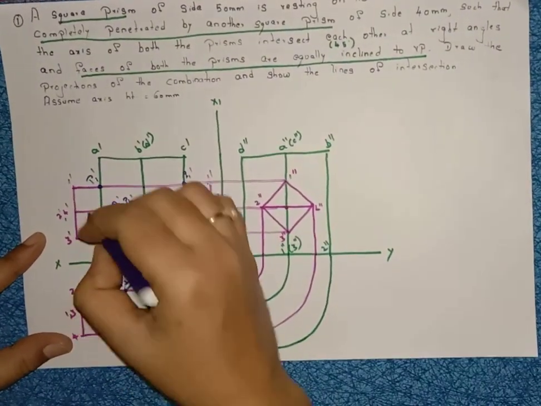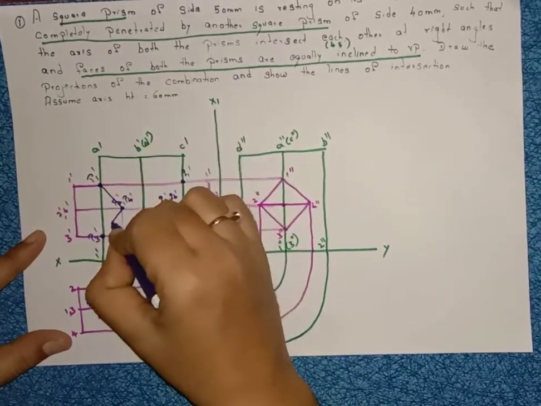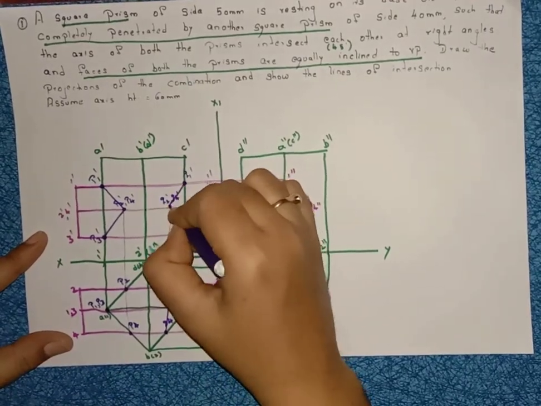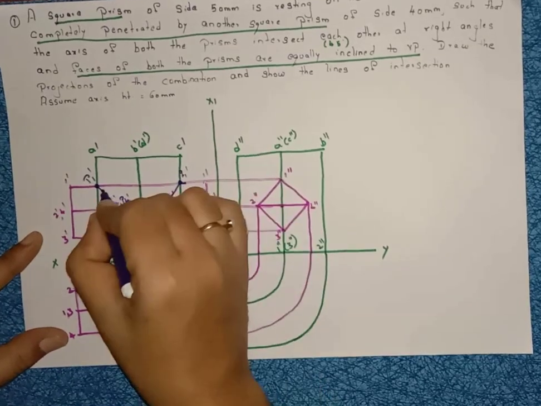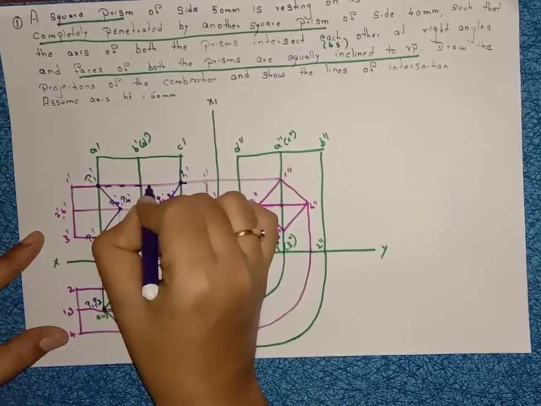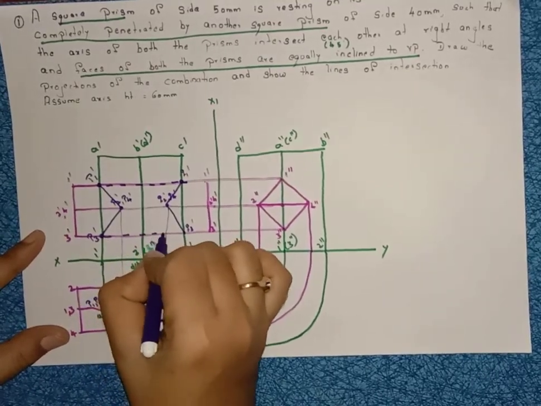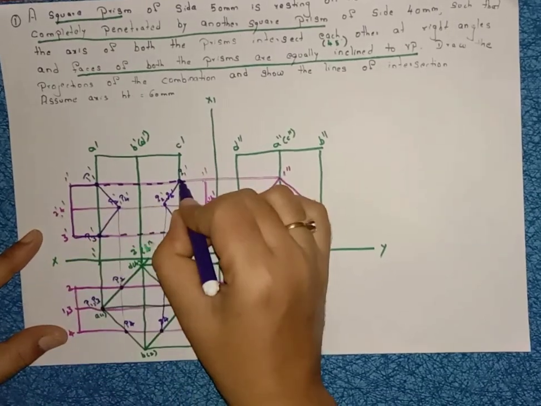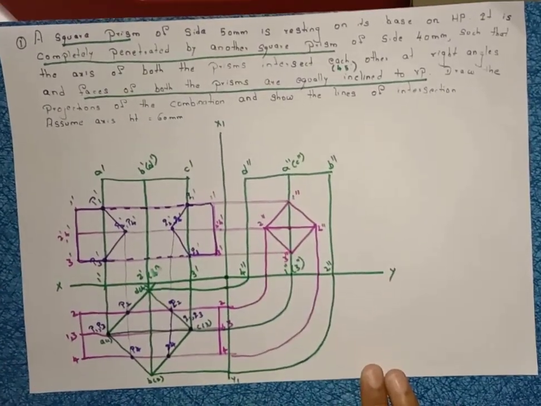So if you join P1, P2, P3, P4, Q1, Q2, Q3, Q4, this is nothing but the lines of intersection. This is the intersection part of both the prisms.